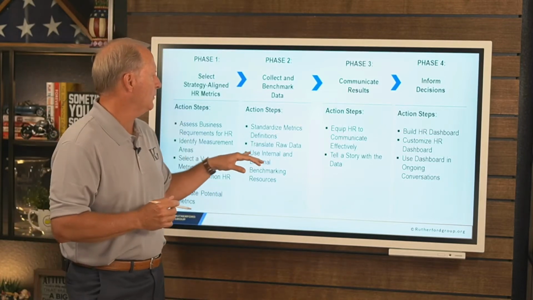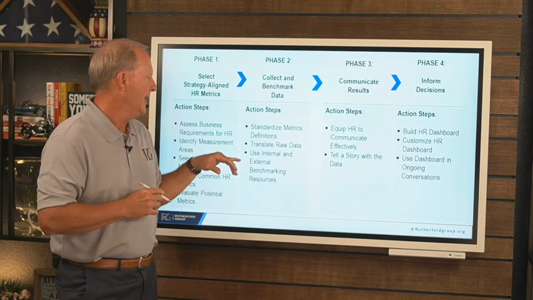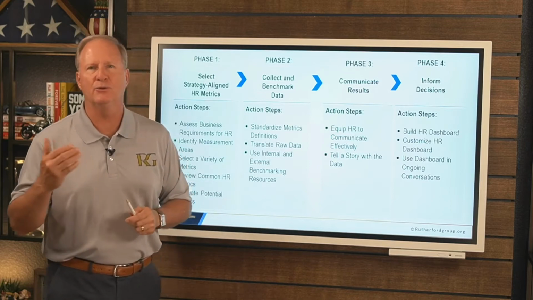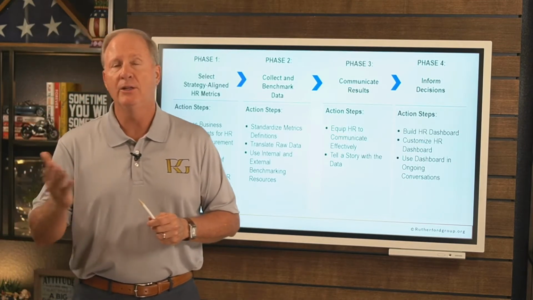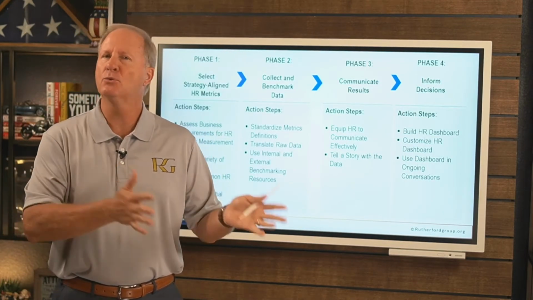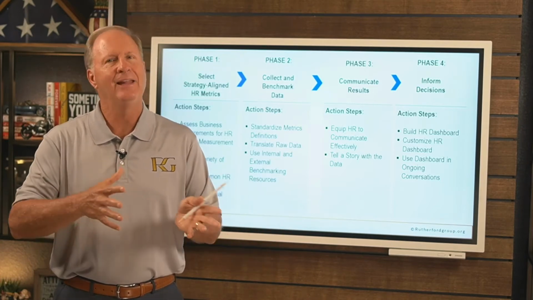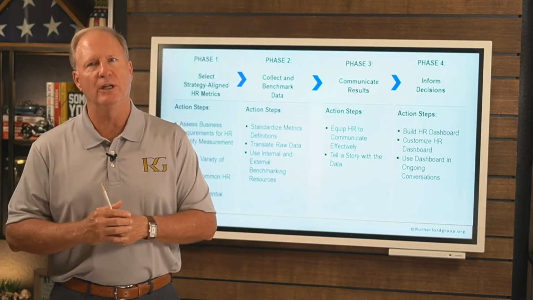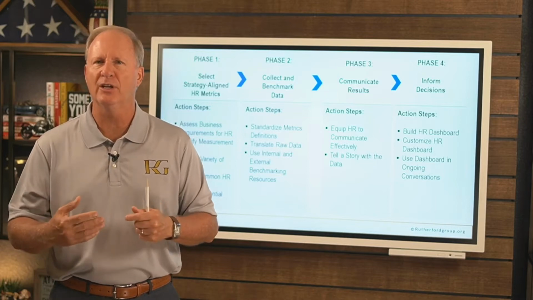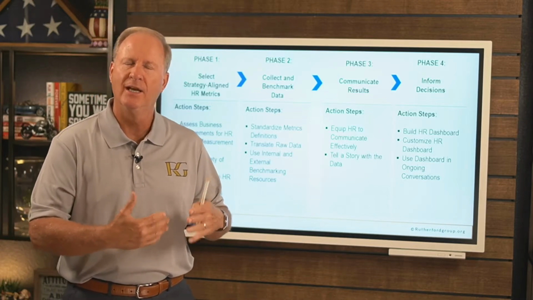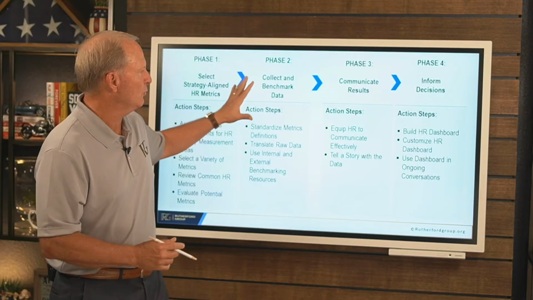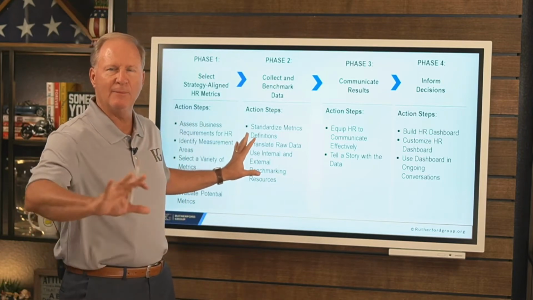The next key thing that we want to look at is translating raw data and then using internal and external benchmarking resources. And the reason for that is every business wants to know what's going on externally, and a lot of times they want to know what's going on internally. How are we doing against ourselves? Are we bettering our best? Can we get better? That's really part of our focus today, and I'm going to get more into that.